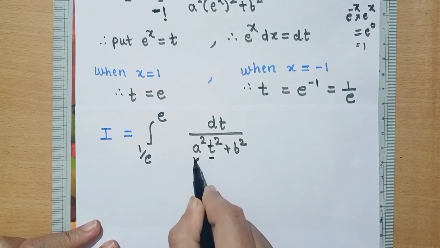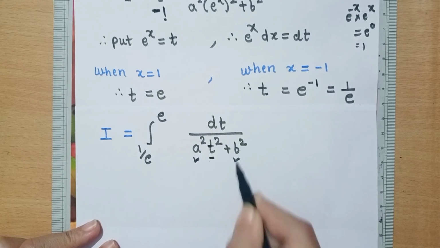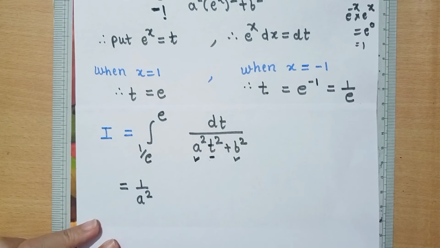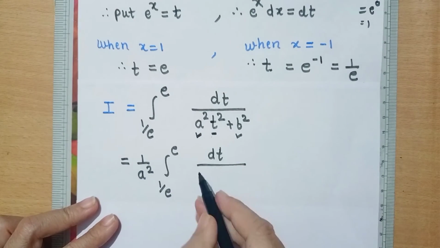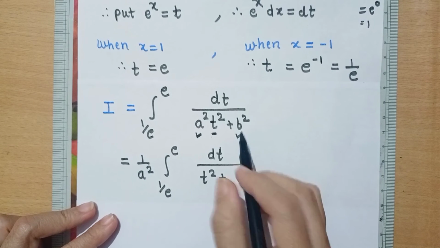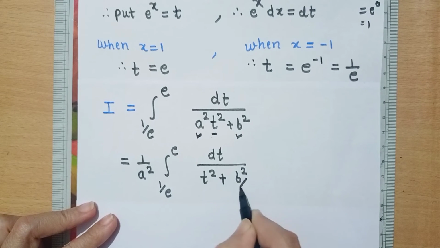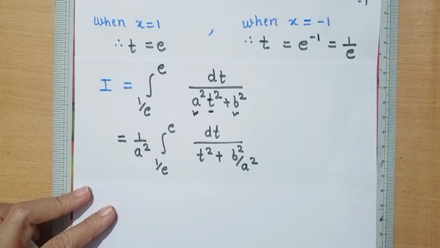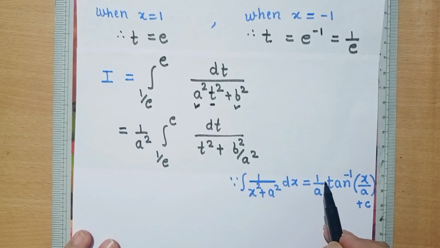So we will take a square common from this and this, and therefore here we will write 1 upon a square, and here t square, and since we are taking a square common, we have to divide by a square.